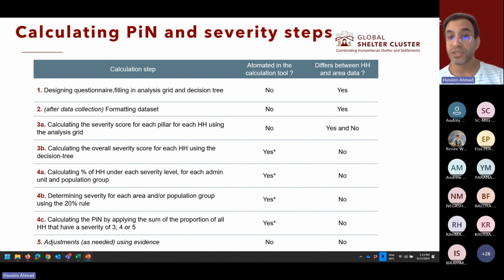Percentage of households under each severity phase for each admin unit for each population group. It is automated. It is similar for both. Determining the severity for each area and population group using the 20% rule is automated and doesn't matter what type of data set you have. Calculating the PIN, which is the sum of the proportion of all households that have severity 3, 4, or 5, is as well automated and doesn't differ. Adjustments are not automated. We'll talk about it at the end of this presentation.